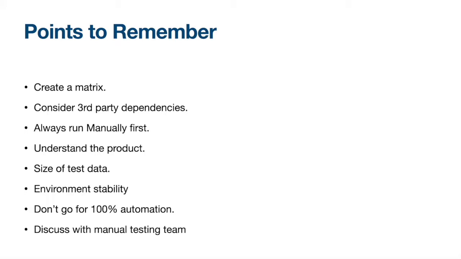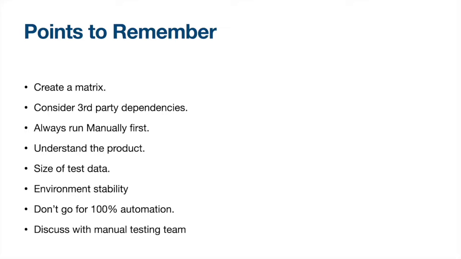Environment stability. Environment stability means the different testing environments should be very stable before running your automation suite. You should run a health check before running your main automation suite. You should write a script which runs first, which checks the environment stability, and based on those responses you will trigger your automation suite. Otherwise it will waste your time.